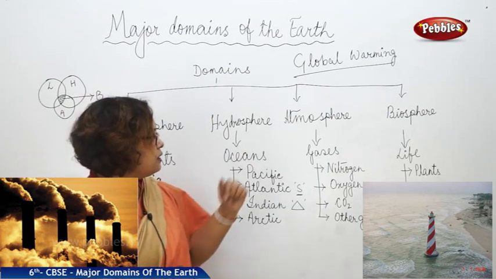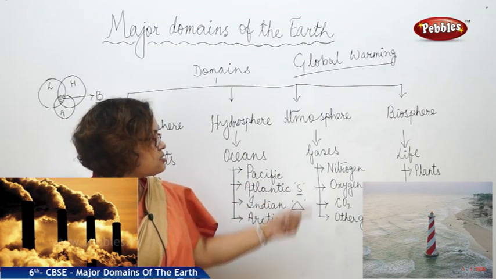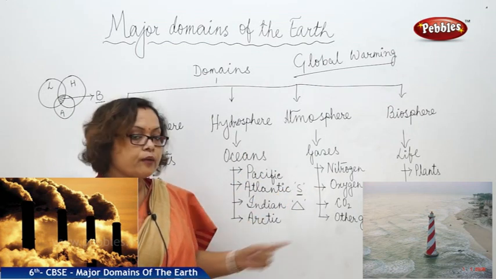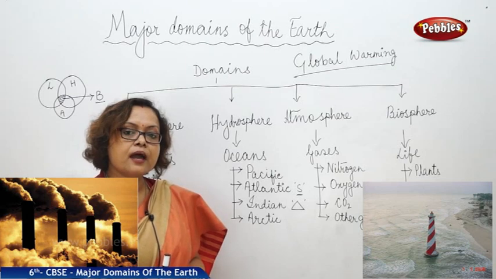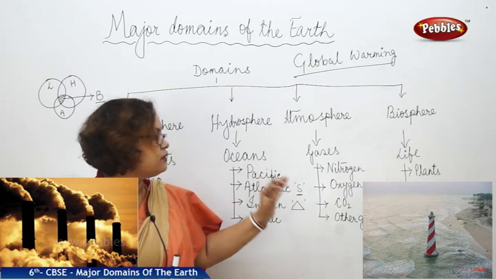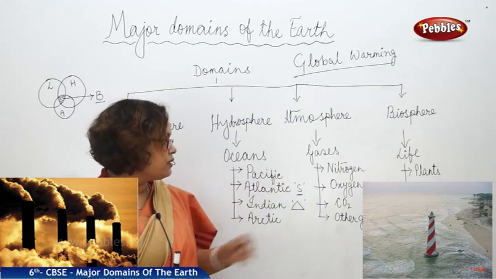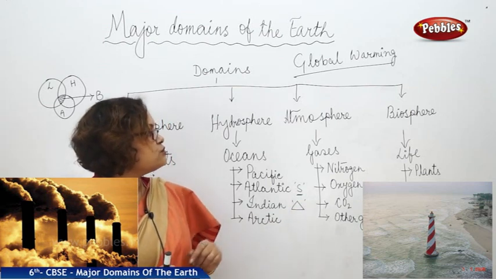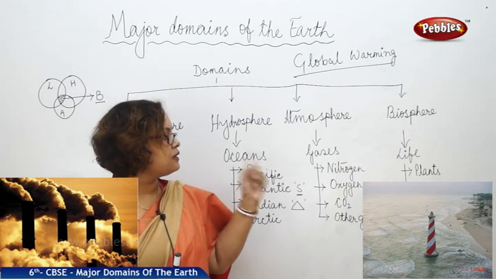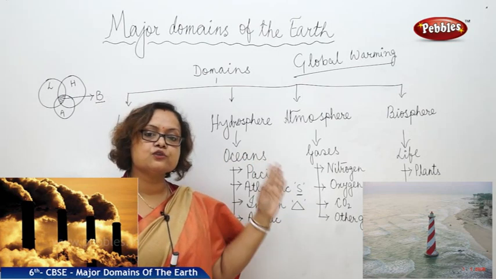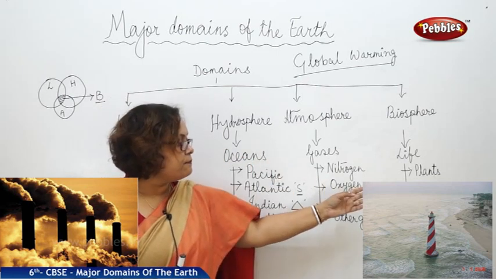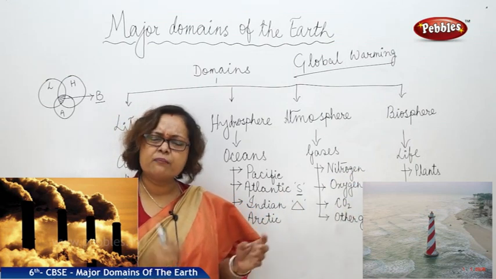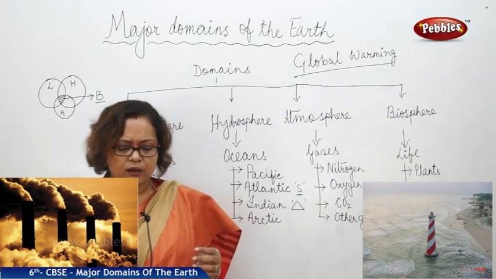Next, the atmosphere. We have major gases like nitrogen, oxygen and carbon dioxide. 99% of the atmosphere is made by these three gases and only 1% is other gases. Next is the biosphere. Biosphere means life, where we have life, mostly made up of plants, animals, and some biotic and abiotic microbes.